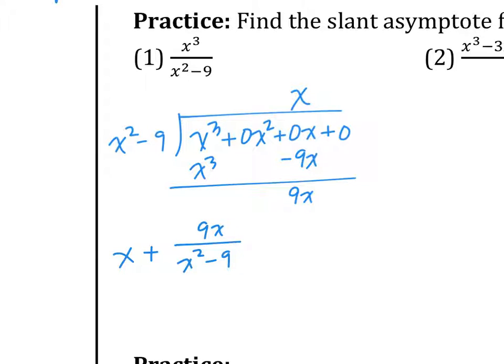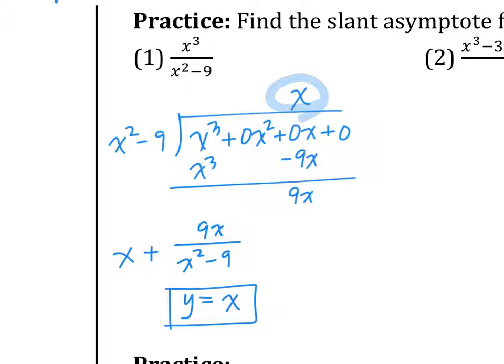Now, all you really need to find the slant asymptote is just the quotient. So the quotient is the slant asymptote. So the slant asymptote is y equals x. So slant asymptote is the quotient. Okay, slant asymptote is the quotient.